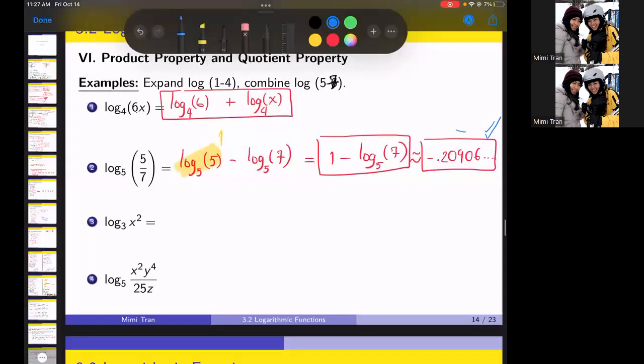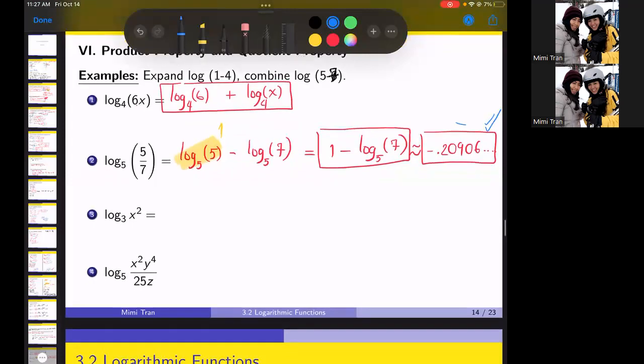Number 3, what rule do I use? The power rule, right? So I'm going to bring the 2 to the front. So 2 times log base 3 of x, and then that's it. That's all you can do.